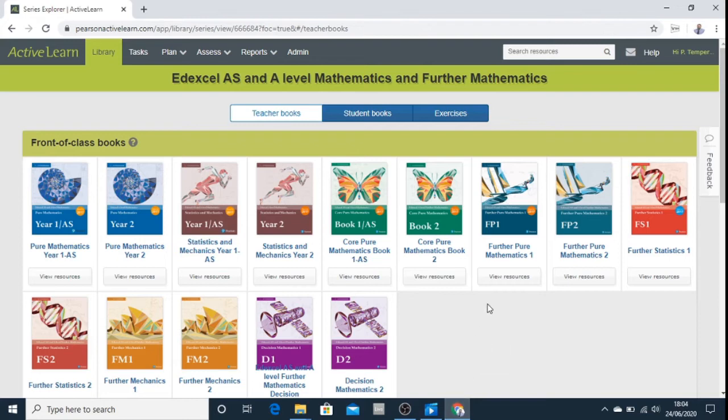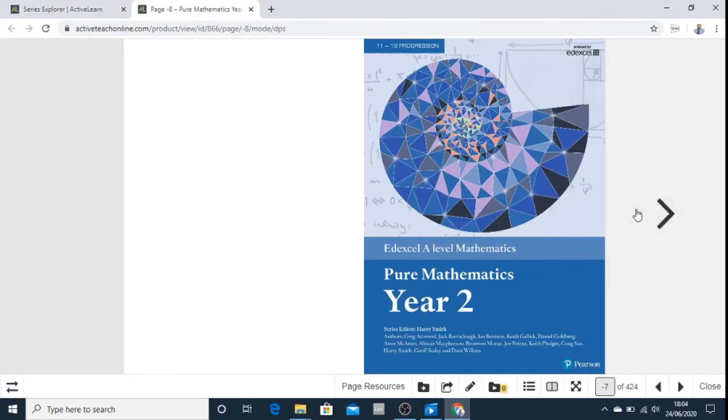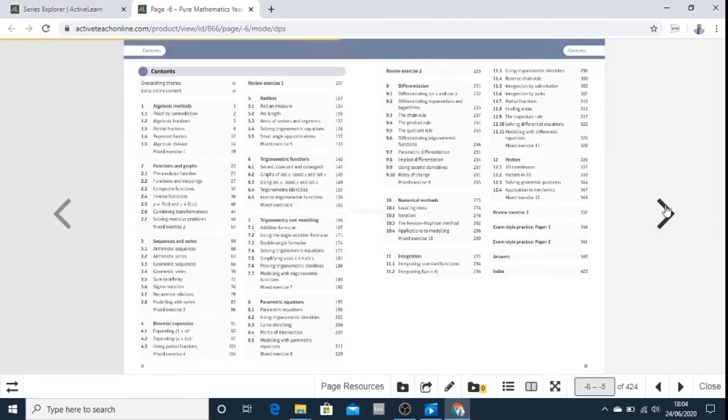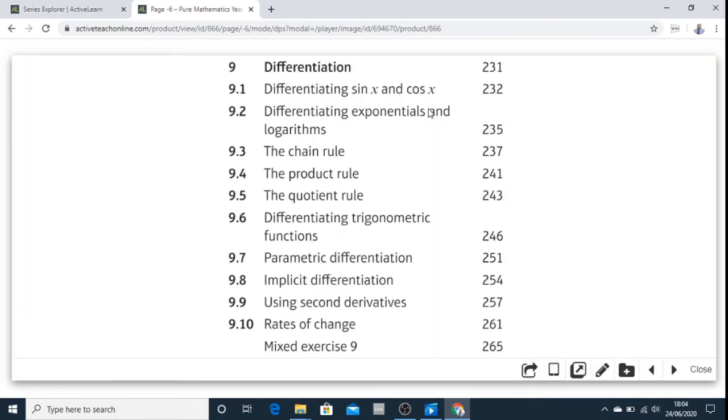Okay, we'll see what we've got in the book. It's the Year 2 book, and we're just having a look at a little bit of differentiation. By the way, you'll see the word calculus being used just to mean both differentiation and integration, and it's this first bit looking at sin x and cos x, which is on page 232.